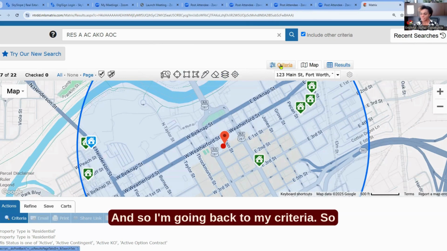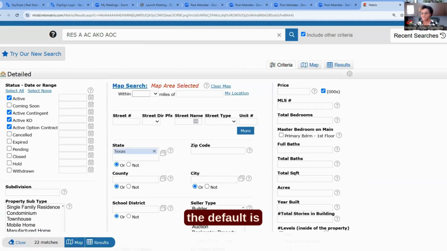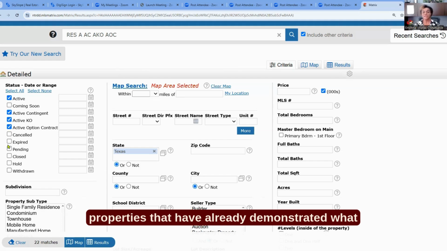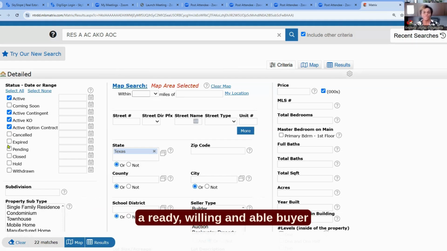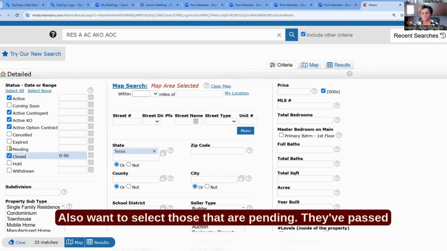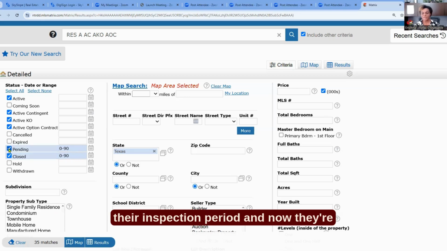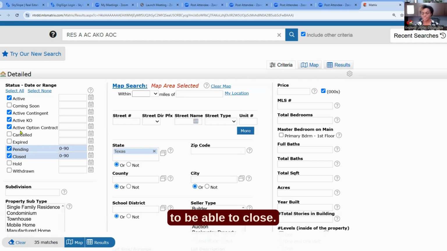And so I'm going back to my criteria. So the default is active properties, properties that are under contract, but the most weight is carried by the closed sales, those properties that have already demonstrated what a ready, willing, and able buyer is buying such a property for in the current market. So I want to select the closed properties. Also want to select those that are pending. They've passed their inspection period and now they're usually just waiting for their financing to be able to close.